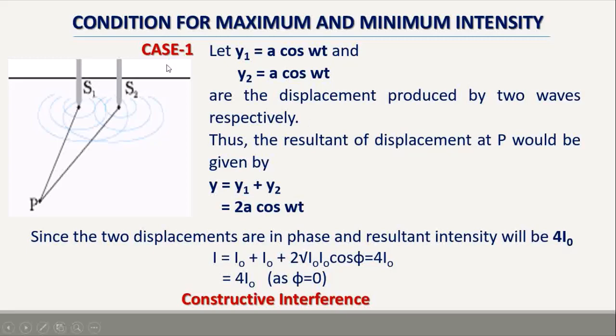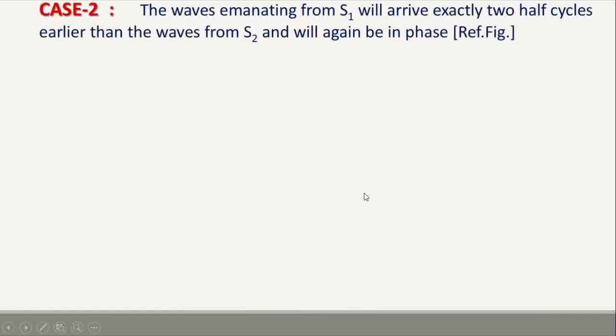So we conclude that whenever two waves have zero phase difference or zero path difference, when they superimpose at one particular point, at that point you will have a maximum intensity because of constructive interference. Now let us move to case 2.